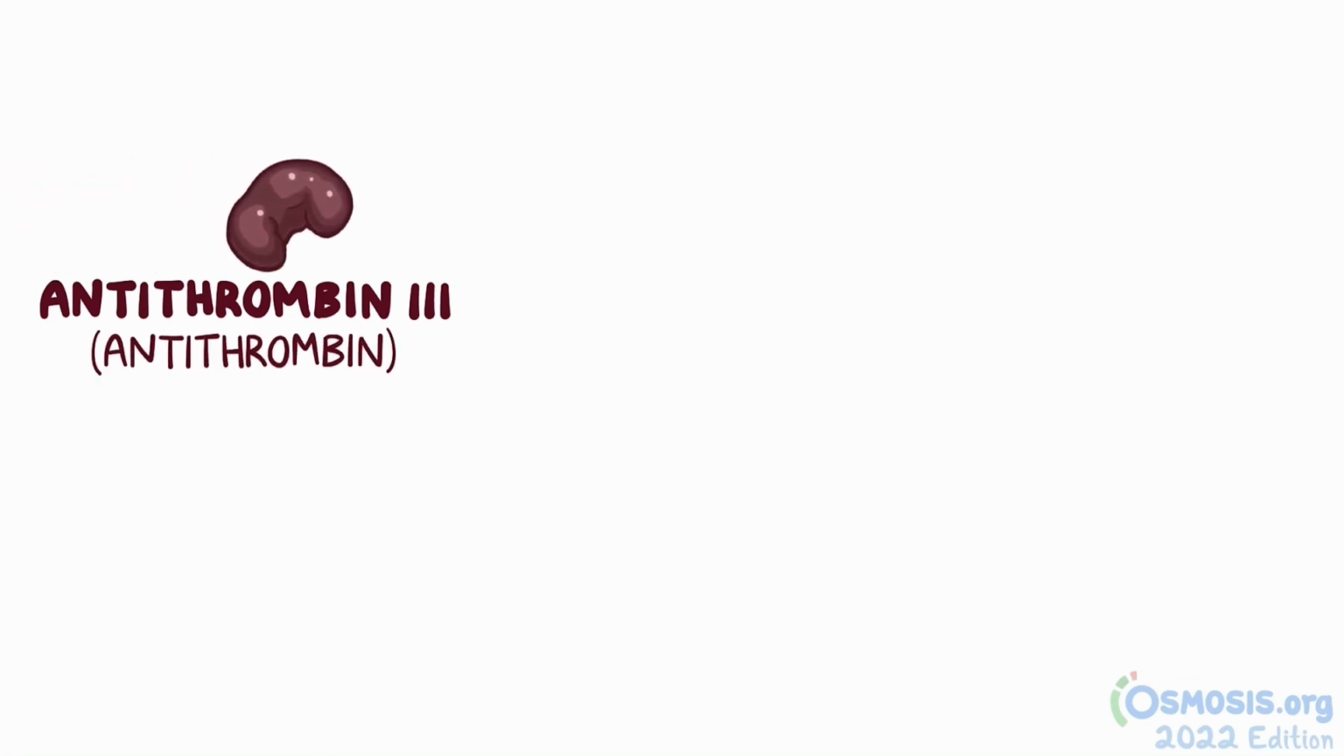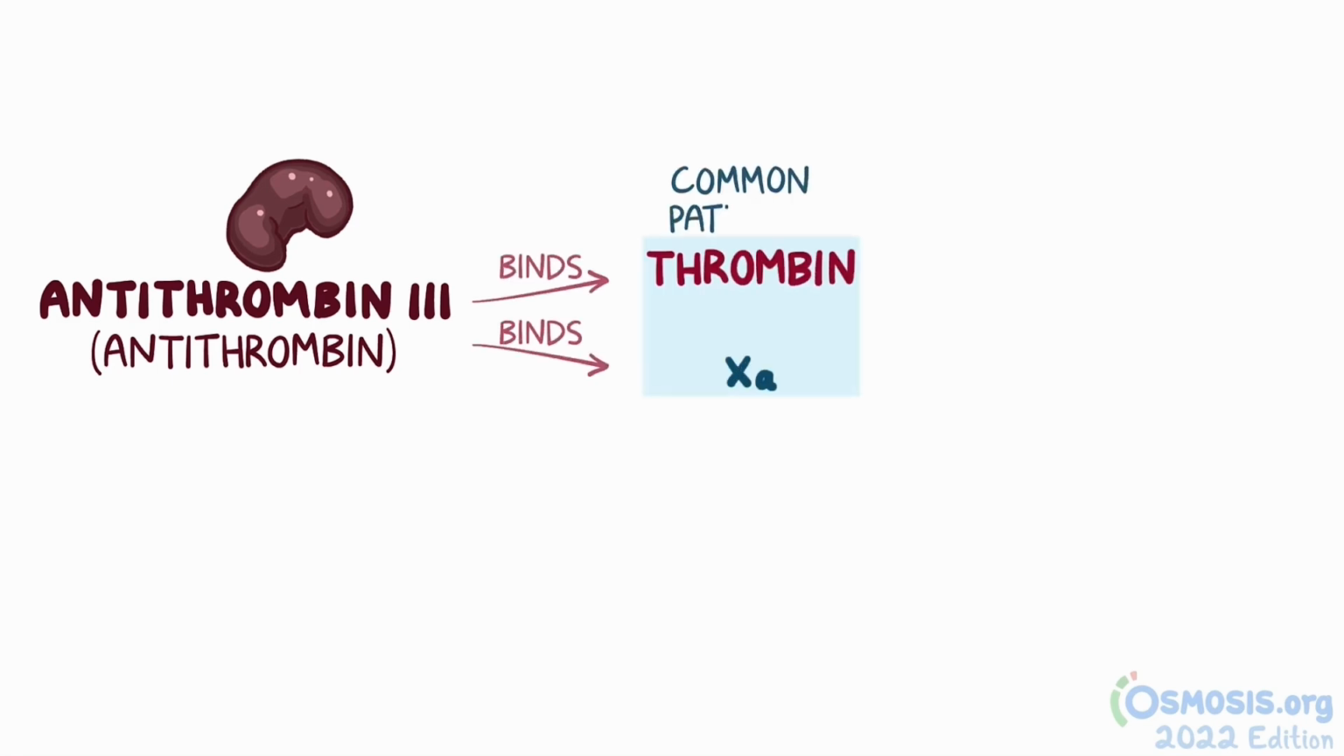Since thrombin is so crucial to coagulation, it makes sense that it serves as the main target of antithrombin 3, which is one of the body's anticoagulation proteins. Now, antithrombin 3, sometimes just called antithrombin, is a protein made by the liver and released into the blood, where it binds both thrombin and factor 10A in the common pathway.